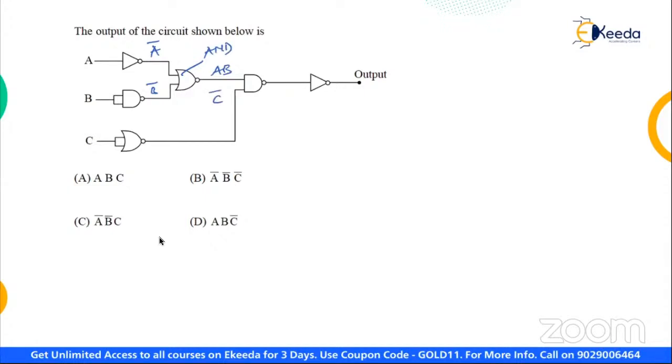So what do I get over here? It's simply A into B whole bar. So it is AB into C bar and then whole bar. And ultimately, what this NOT gate will do is just remove this. So ultimately, the output is simply ABC complement. So ABC complement means it has to be option D, guys. Let me know if you have understood this. This was pretty simple, guys.